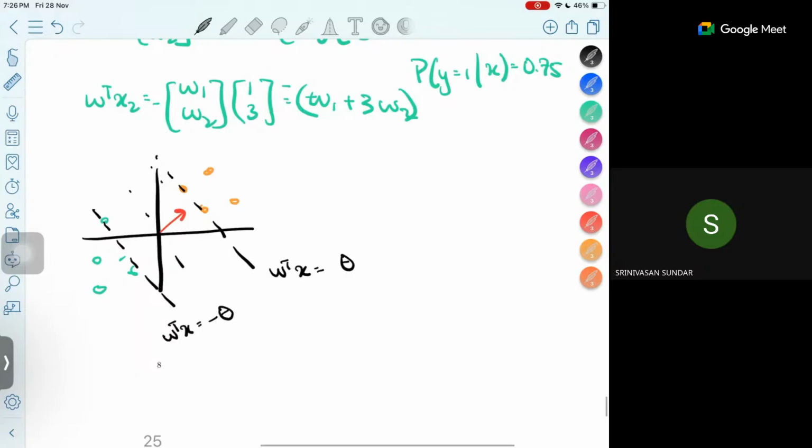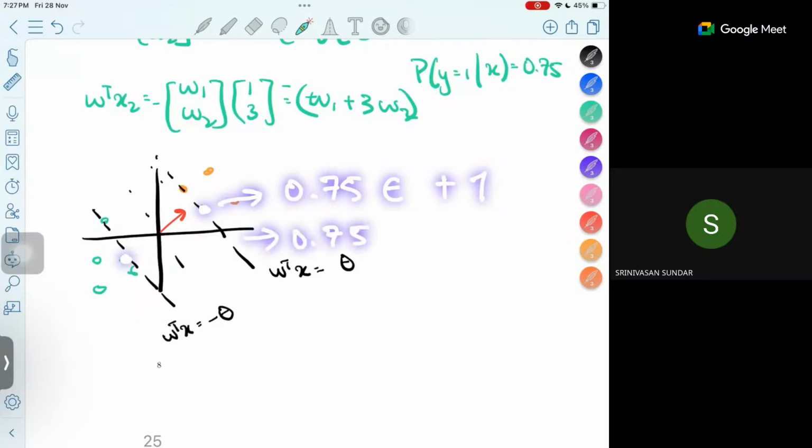If I take a point that lies on this boundary, it will have some probability of belonging to the positive class. Which means that any point on the exact same distance away but in the negative direction should have the exact same probability but of belonging to the other class, the negative class, correct? So if this point has a 0.75 chance of belonging to class plus 1, then this point will have a 0.75 chance of belonging to the class minus 1 or 0, as the case may be.